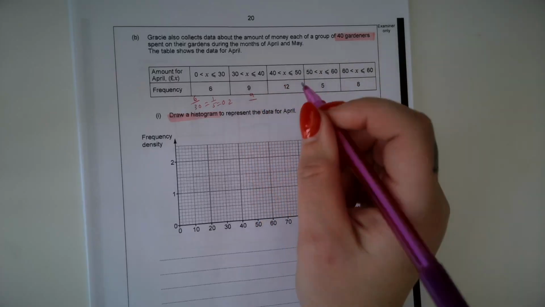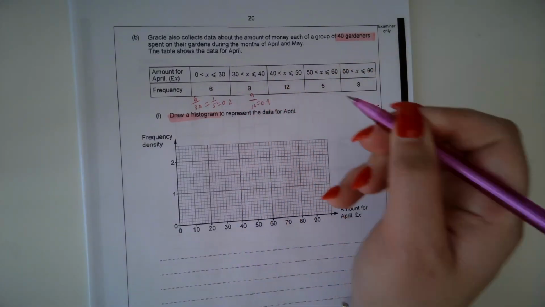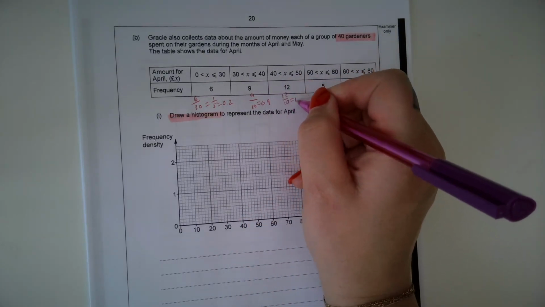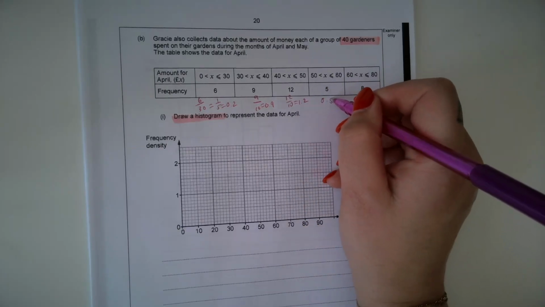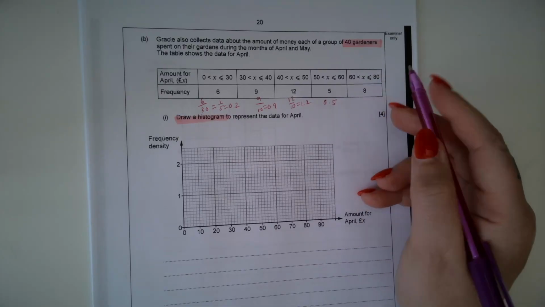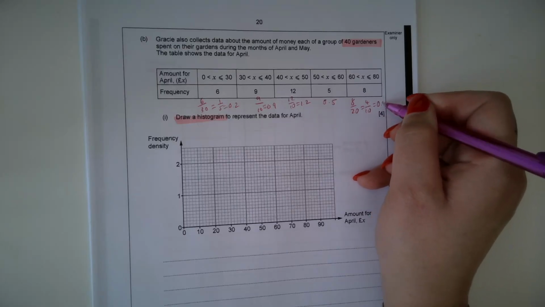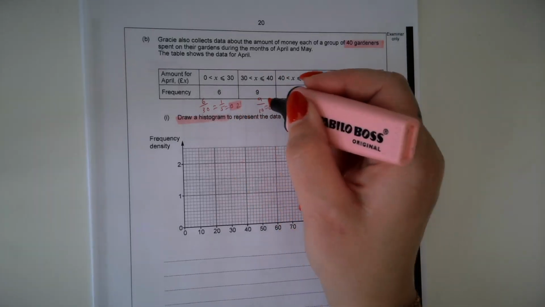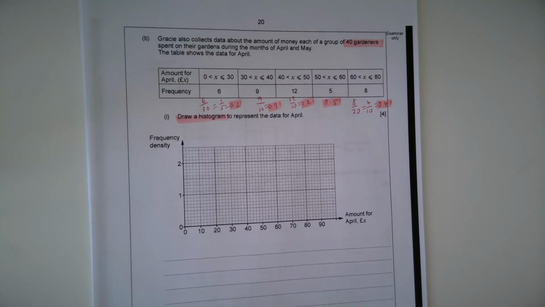9 divided by 30 to 40 is 10, so I know that's 0.9. 12 divided by 10, 1.2. 5 divided by 10, 0.5. 8 divided by 20, because the class width is 20 there. So 8 over 20 is 4 over 10, which is 0.4. So now I'm going to plot these decimal values that we've just calculated as our frequency density.